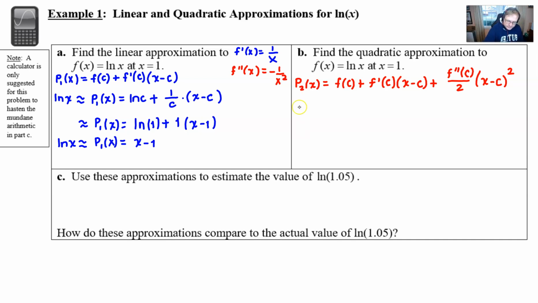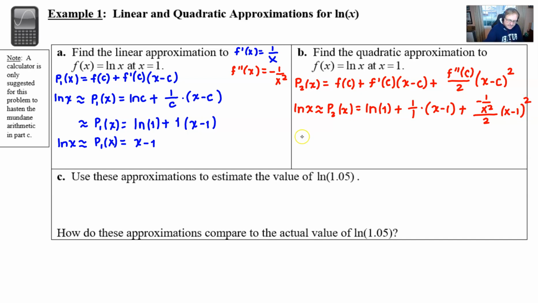So I'm also going to reintroduce the fact that natural log of x is approximately equal to this second degree polynomial, which is now going to go by the name f of c, which is natural log of c. I'm going to plug in my c value, which is 1 now, to speed things up. So I have natural log of 1 plus the derivative of f, 1 over x, evaluated at 1, times x minus the c, which is 1 to the first, plus the second derivative, which is negative 1 over x squared, all divided by 2, right, because of this, and then I have x minus 1 quantity squared.